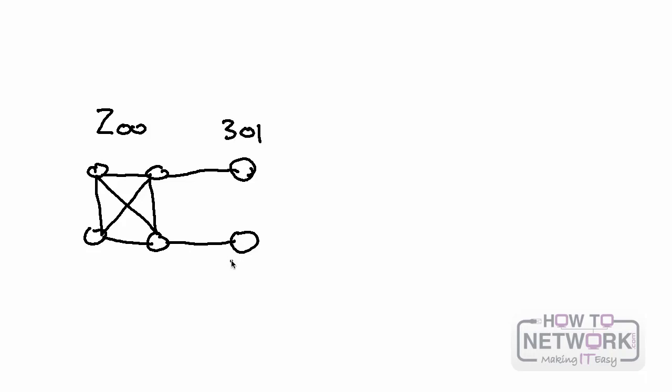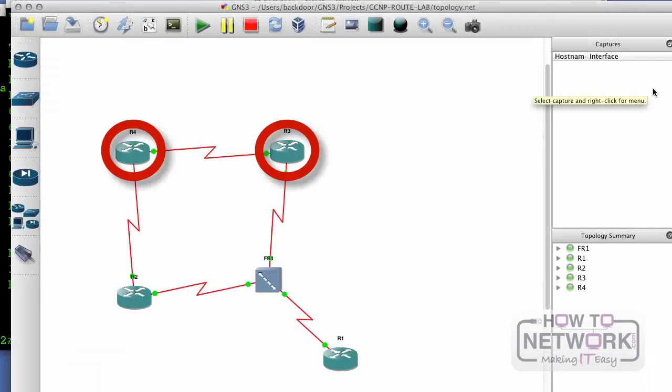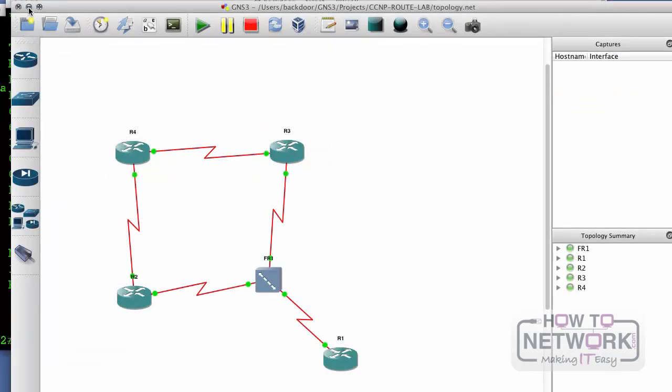But let's say we have 2 different providers, internet service providers. One is AS301, the other is AS450. These connections are each eBGP connections because we are connecting to autonomous systems that are not our own. So in AS200, we have full administrative control. That's iBGP between them. And then eBGP connections to our upstream providers where we do not have administrative control. Now, let's take this concept and actually implement it in the lab.